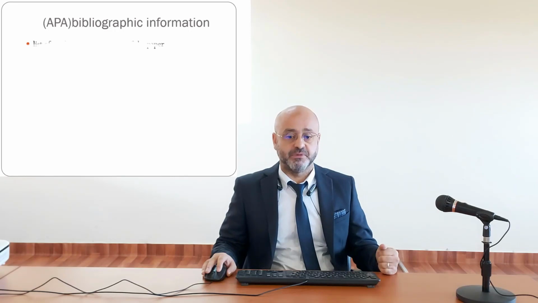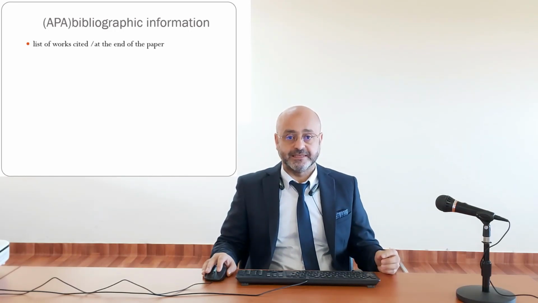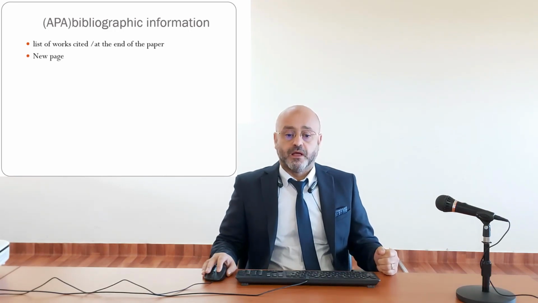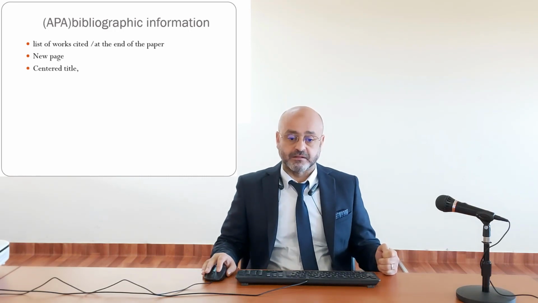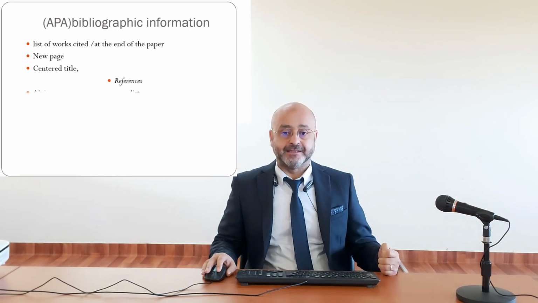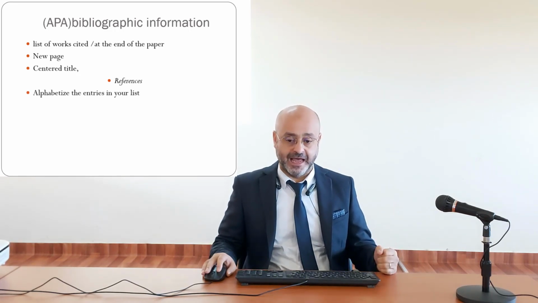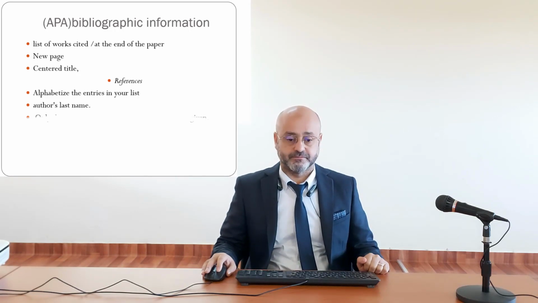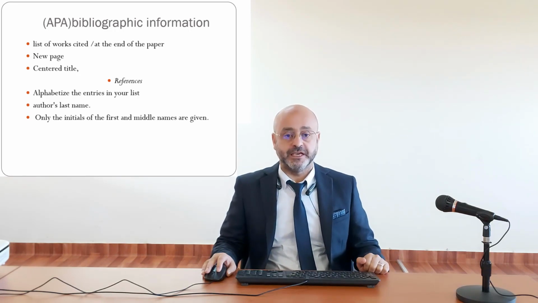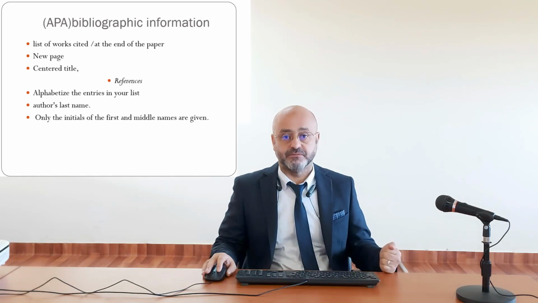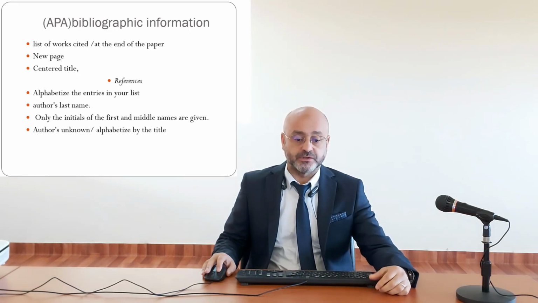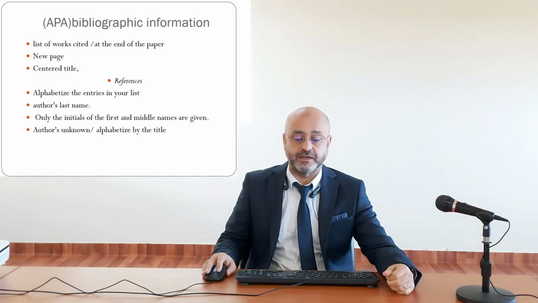So how do we write this bibliographic information? Normally, it is mentioned at the end of your paper, in a new page, with a centered title, References. And all your references should be listed in alphabetical order, starting with the family name of the author and followed by the initials of the first and middle name, if any. In case you have a reference in which the author's name is not mentioned, then you can start with the title of the reference, and of course, following the alphabetical order.